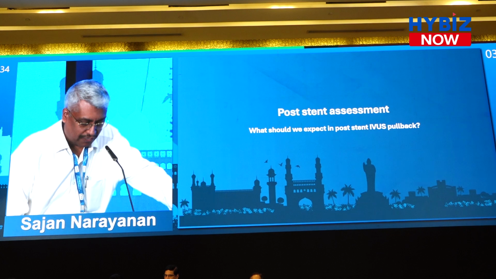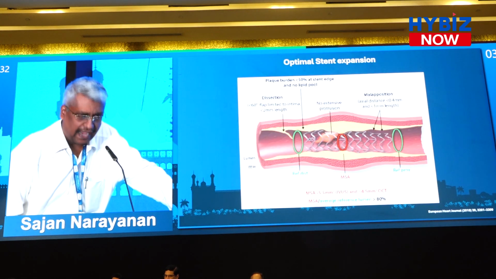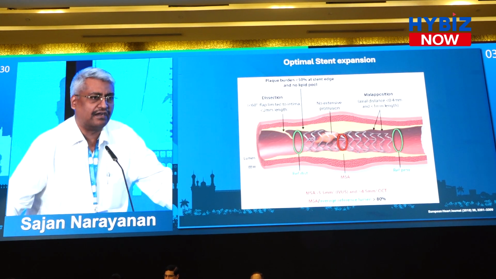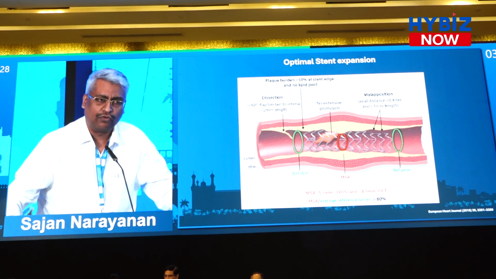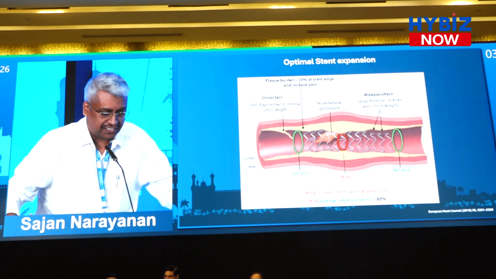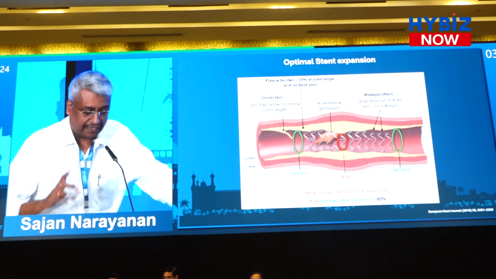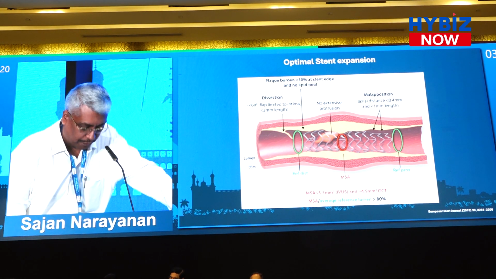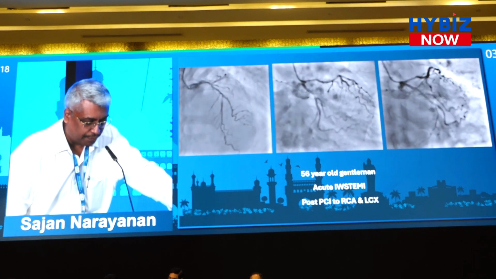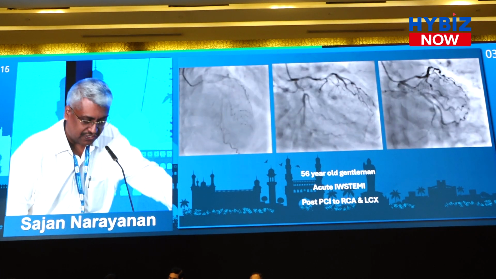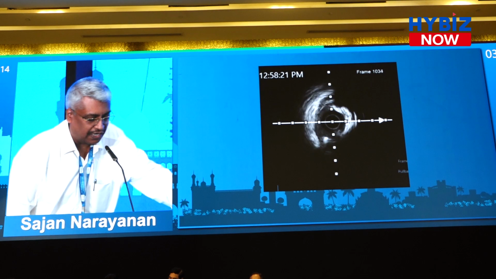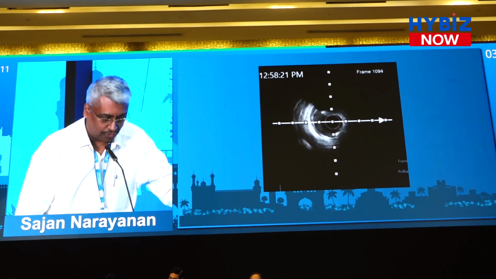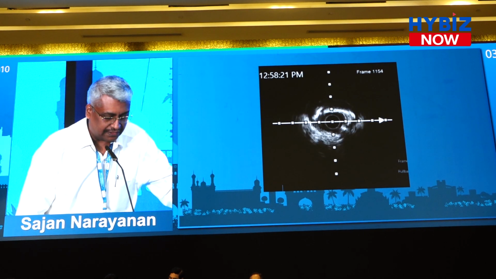And what do you look for in the post-stent assessment? As in any other case, this figure applies to calcified lesions as well. There should be good expansion, there should not be edge dissection, there should not be extensive malapposition. But there are certain peculiarities which one should expect when you are deploying a stent in a calcified lesion. This is a patient who presented with a non-culprit lesion in the LAD which was highly calcified. You can see in the intravascular ultrasound there is concentric calcium, and there are nodular protrusions.